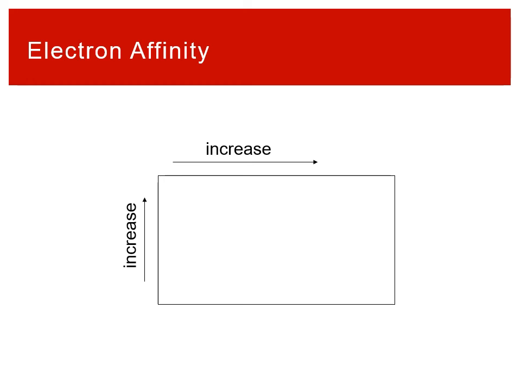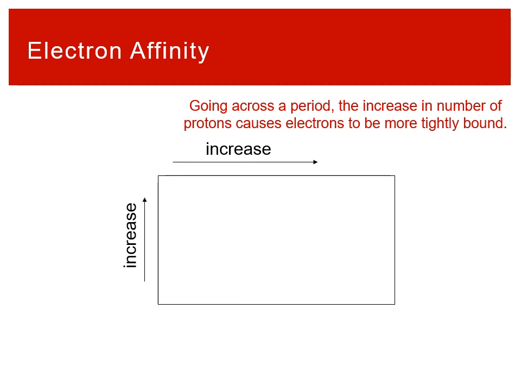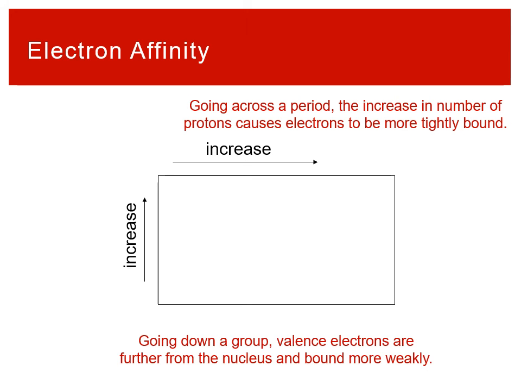So we go to our periodic table. For electron affinity across a period, the increase in the number of protons causes electrons to be more tightly bound. Atoms are smaller, so the electron affinity increases. What that means is it would be more exothermic for an atom to gain an electron, so that we get an overall positive value, higher positive value. Going down a group, valence electrons are further from the nucleus, they are bound more weakly, and as a result, there is less bang for your buck. You don't have a high electron affinity because those electrons aren't going to be that tightly bound.